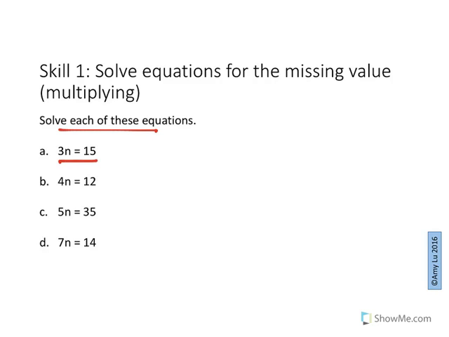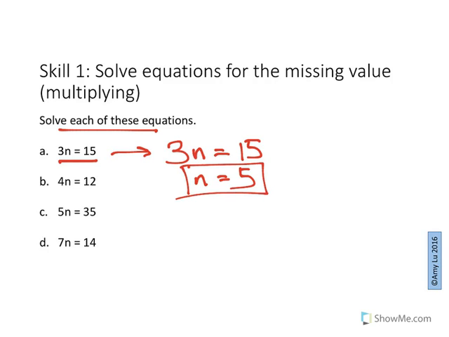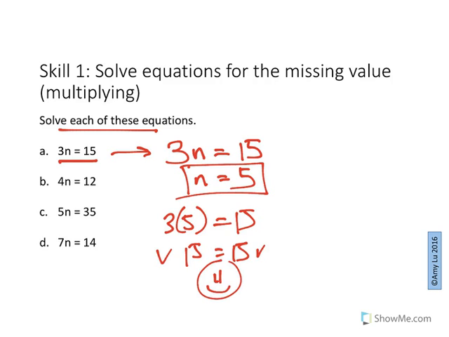So, you have 3 times n makes 15. Like I said, a coefficient next to a variable means multiplication. So then, 3 times what makes 15? Well, n has to be equal to 5, because 3 times 5 makes 15. And that makes sense, because if we test it out, 3 times 5 is 15, and 15 equals 15, both sides are equal. That means it's balanced. So pause and complete B, C, D.